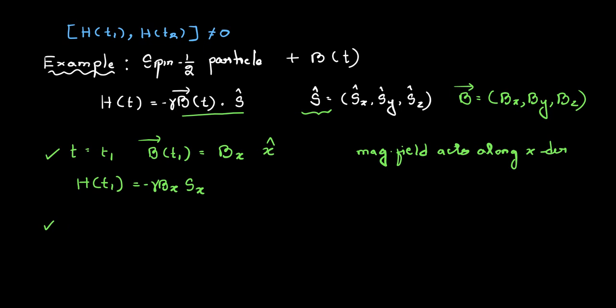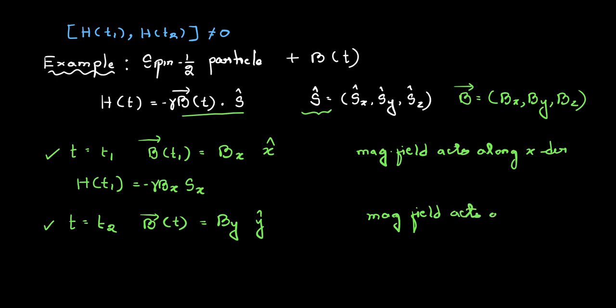Point number two: at time t equals 2, it may happen that your magnetic field is now acting along the y direction. I mean, nothing stops it, right? So the magnetic field which is acting on the spin now acts along the y direction. When the magnetic field acts along the y direction, what becomes of the Hamiltonian? It looks like this: minus gamma By Sy. Now there is a big problem.